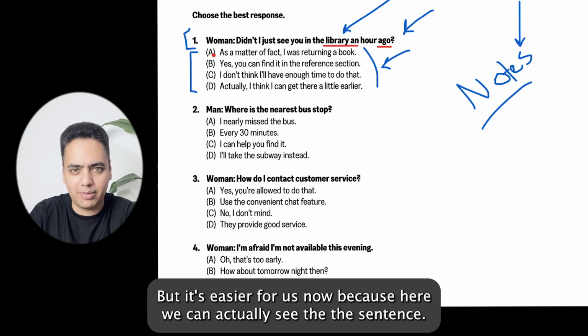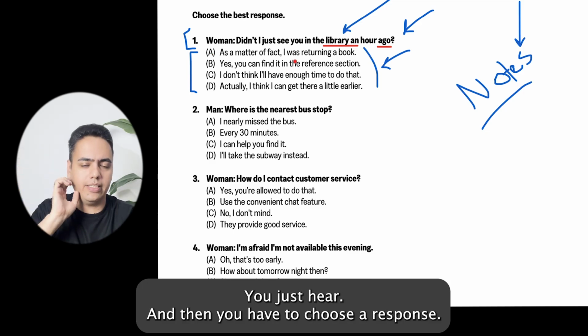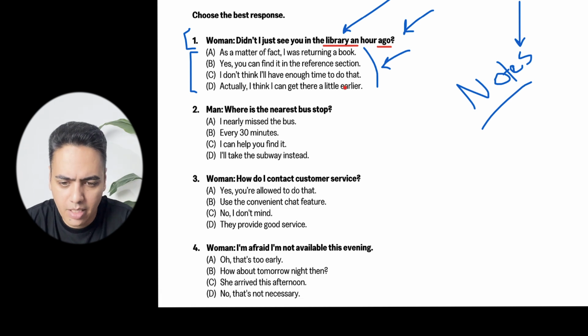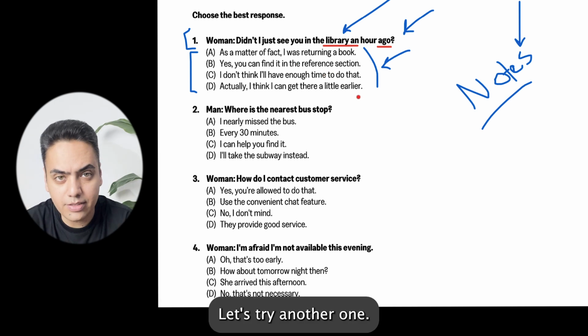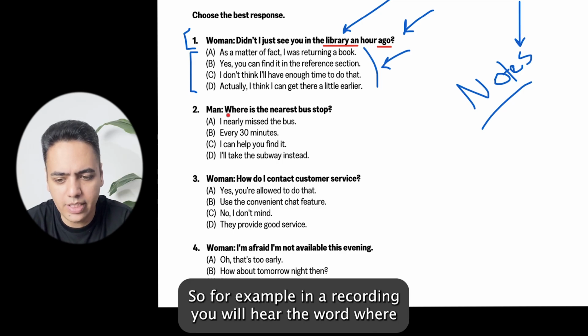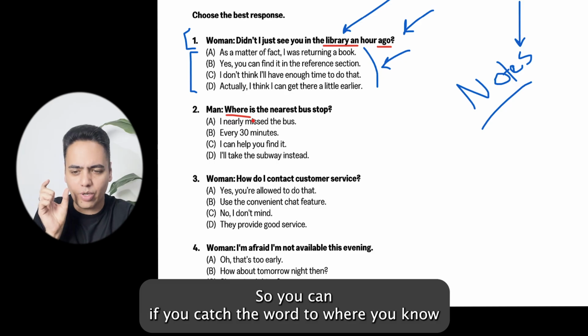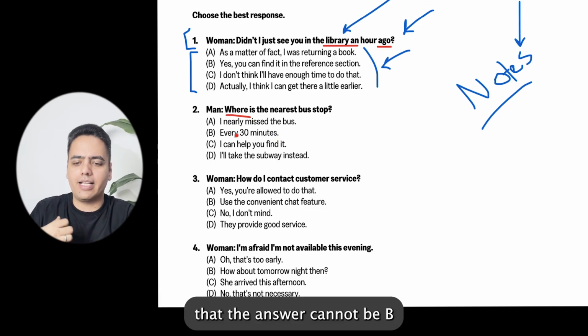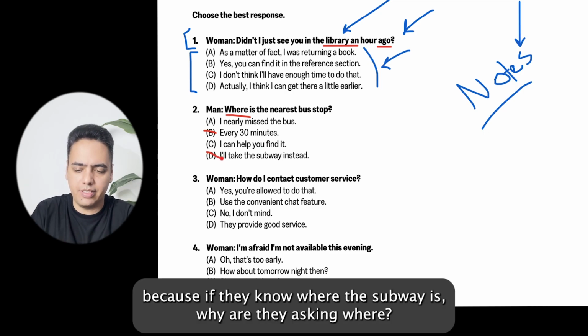But it's easier for us now because we can actually see the sentence. In the real test, you do not see this, you just hear, and then you have to choose a response. And then we try to find some information to connect that. Let's try another one. For example, in a recording, you will hear the word where. "Where is the nearest bus stop?" Even if you catch the word where, you know that the answer cannot be B or probably D, because if they know where the subway is, why are they asking where?